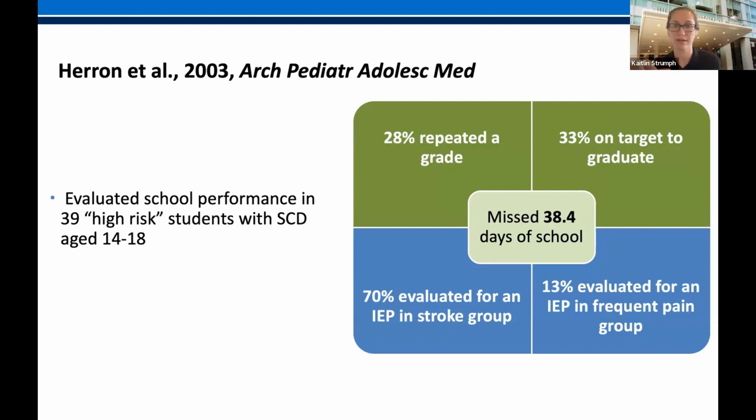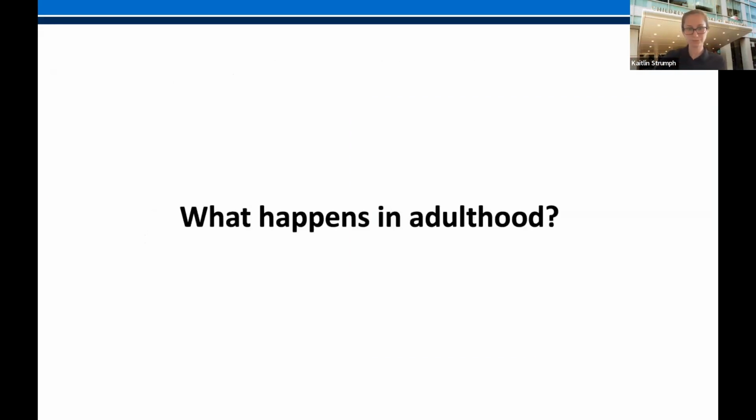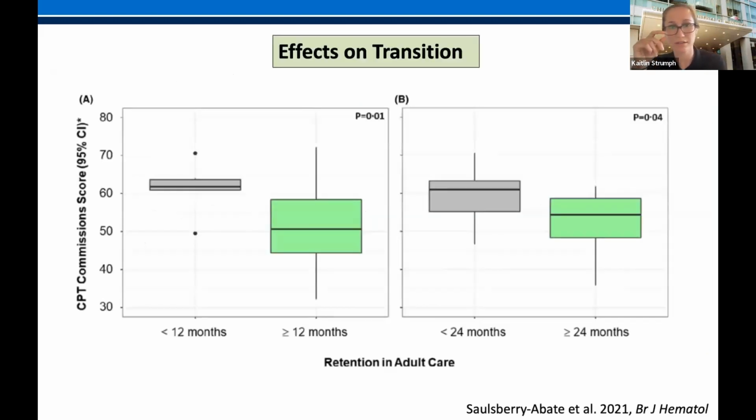So this is a considerable amount of time lost. And of those patients, only 70% of patients with a stroke had been evaluated for an IEP. And only 13% had been evaluated for an IEP in the frequent pain or the frequent admissions group. So I think there's definitely room for improvement. And then what happens to these kids in adulthood, right? So this is the effect of, not so much silent infarcts, sorry, neurocognitive functioning on transition.